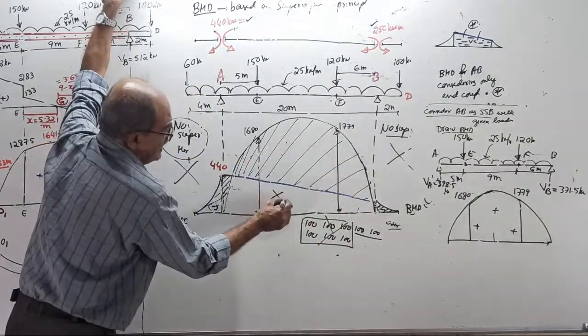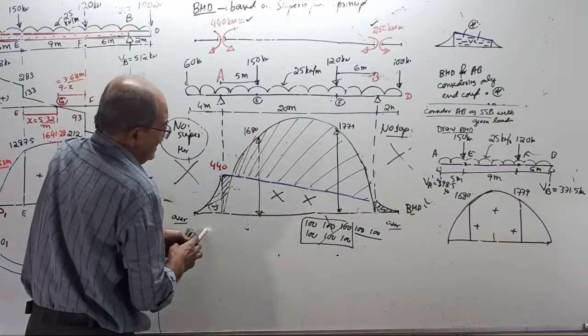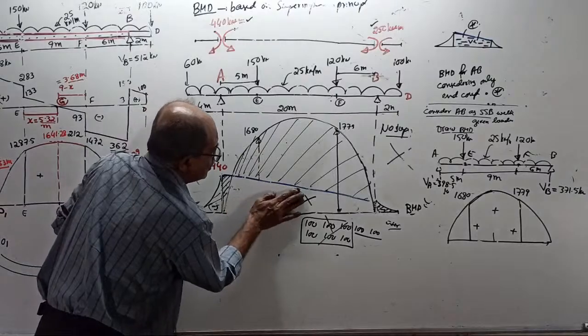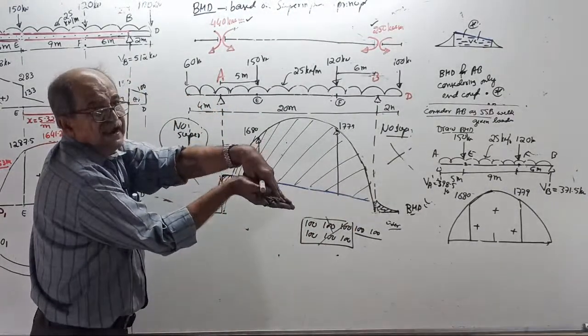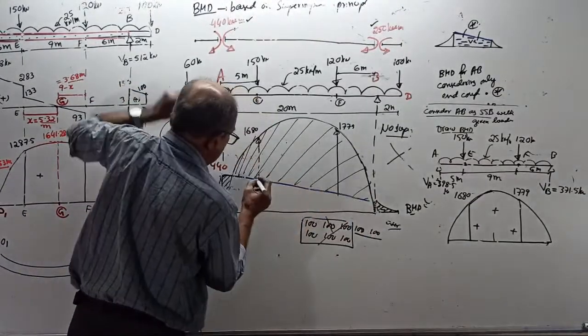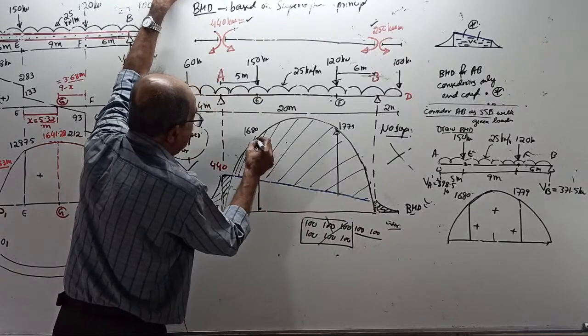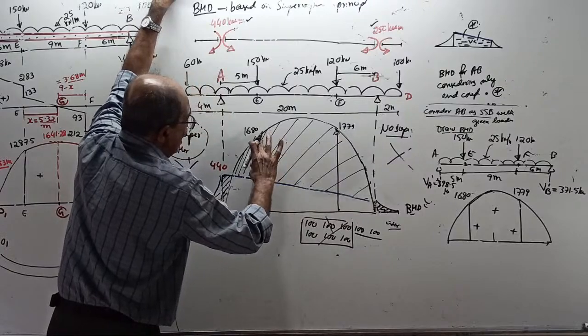Common portion will get cancelled. You can remove it if you want. You can do one thing. You can rub this also. Now the baseline gets tilted. Rub it, it's fine. Hey, sit down. This is full 1680. This is full 1680.